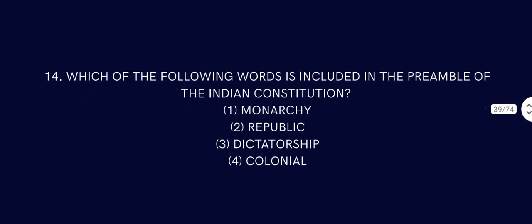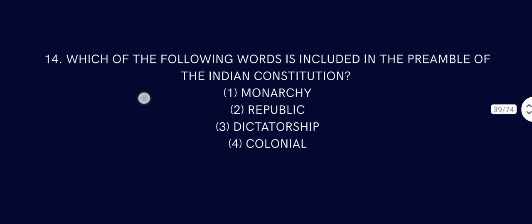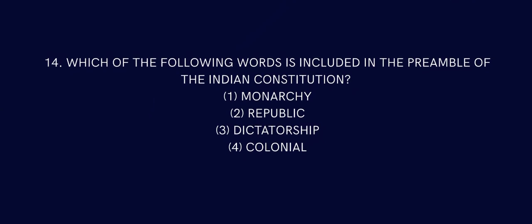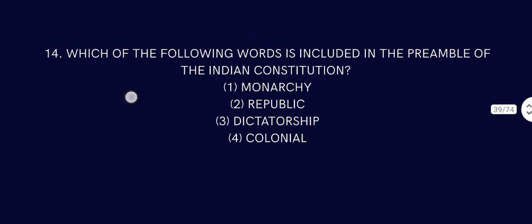Question number 14. Which of the following words is included in the preamble of the Indian Constitution? It cannot be monarch, because we are a democratic republic. Dictatorship is the complete opposite. The country is a republic and democratic, so the only word is republic, not colonial, because we got independence from colonial rule, those are the British. Yes, so the answer is republic.